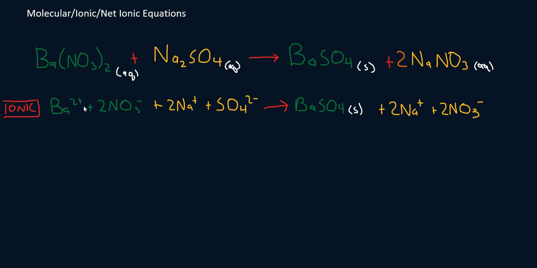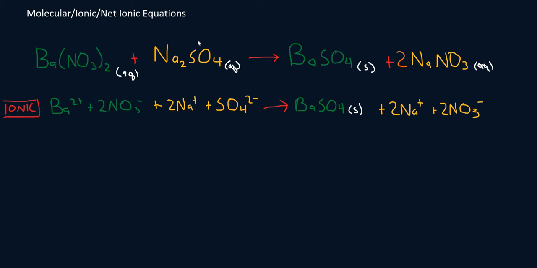So Ba2+, plus 2 NO3-, which represents the 2 nitrates. Because remember, we have this 2 down here, which means we have 2 nitrates. So you'll want to move that 2 in front to show this as 2 nitrate ions, which is 2 NO3-, plus 2 Na+, and that's coming from right here.